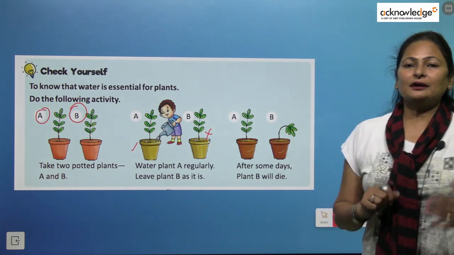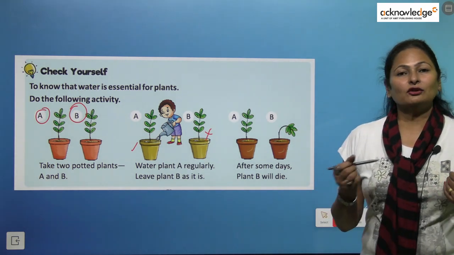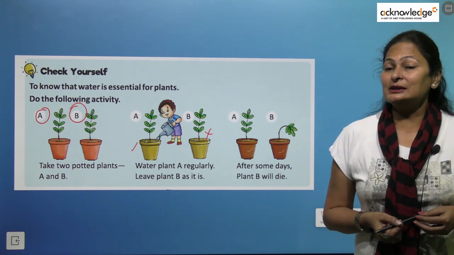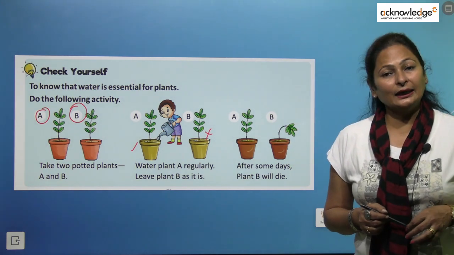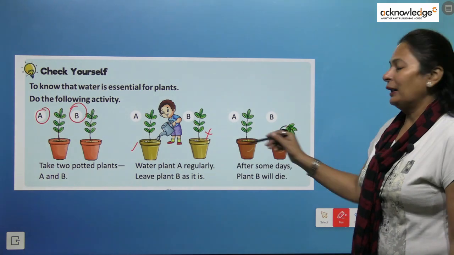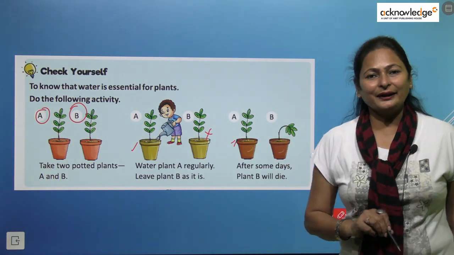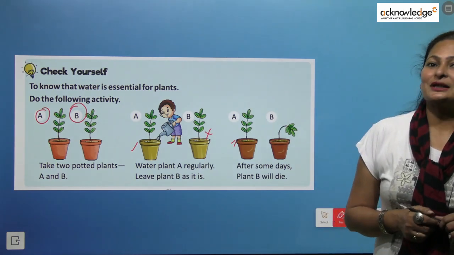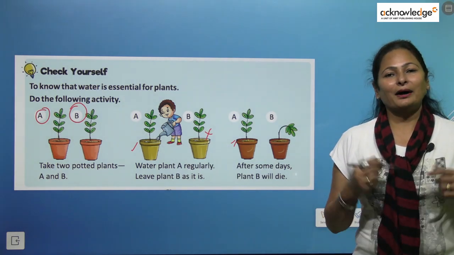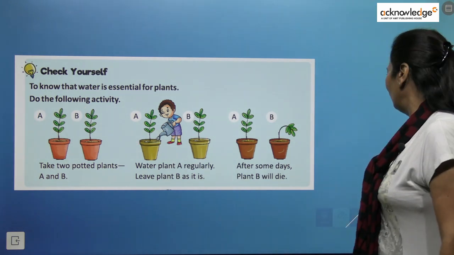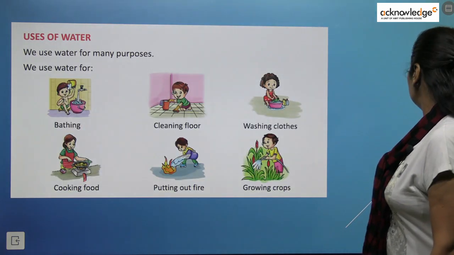What will happen if you watch after 2-3 days or 4 days? What will happen with plant B? Plant B will die. It won't stay alive. And plant A is growing well, right? So, this experiment shows that water is needed by plants as well. It is very much required in photosynthesis.